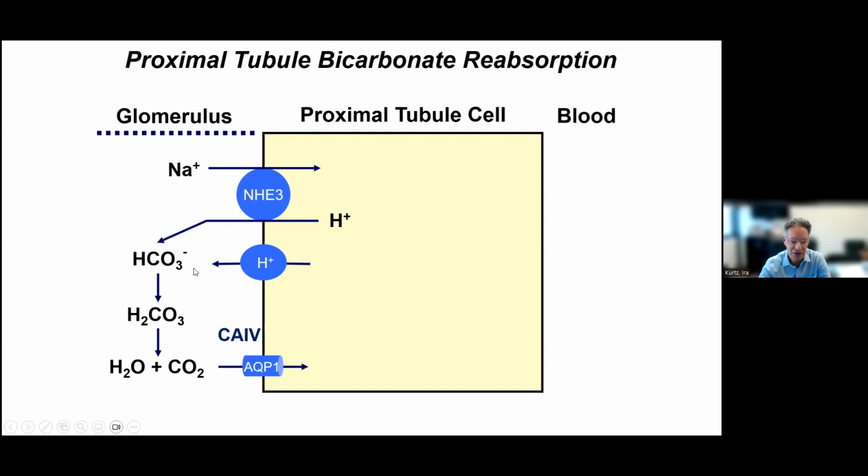And then both of these things send protons into the lumen. But what's that going to do? You're going to bind bicarbonate and make carbonic acid and water and carbon dioxide. You're going to drive the reaction this way. So you basically converted bicarbonate, or at least a component of it, into carbon dioxide.